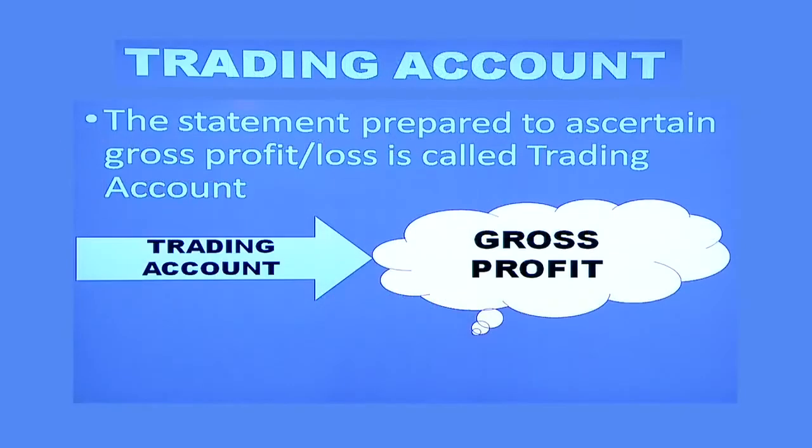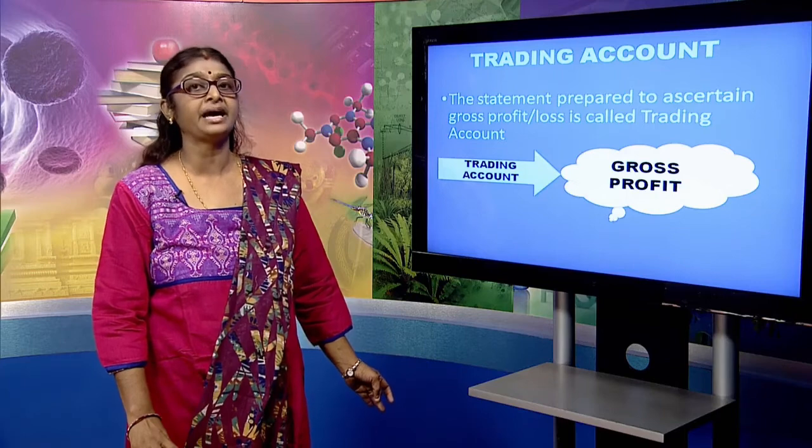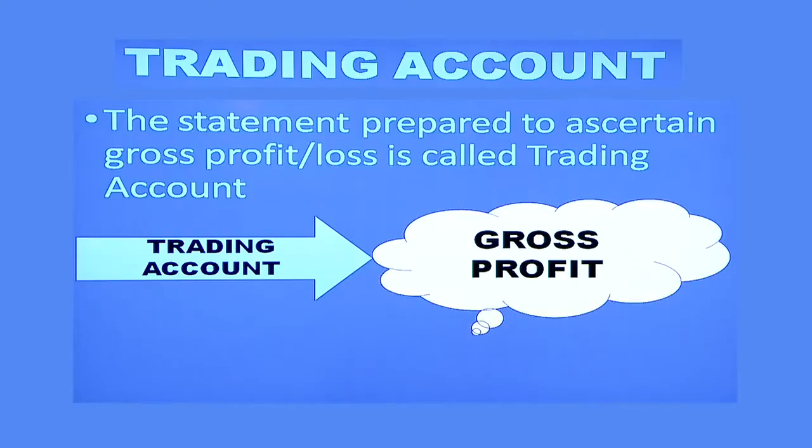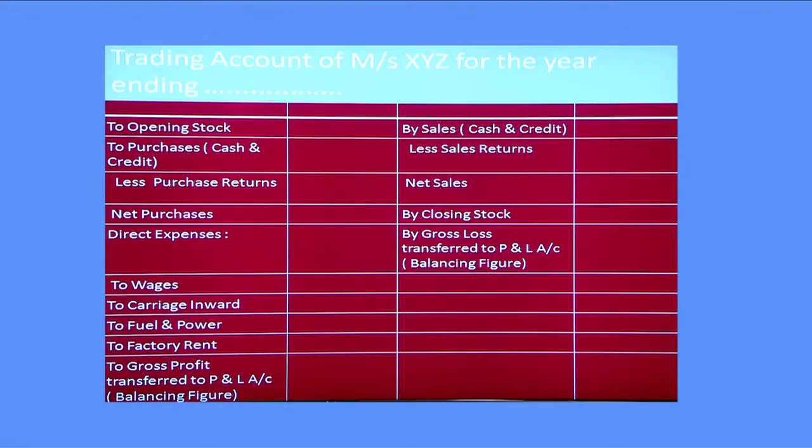With the help of trading account, what you will be able to identify is the gross profit. The statement prepared to ascertain gross profit or gross loss is called the trading account. And here is the format of the trading account. It is divided into two parts. Left hand side is the debit side and the right hand side is the credit side.